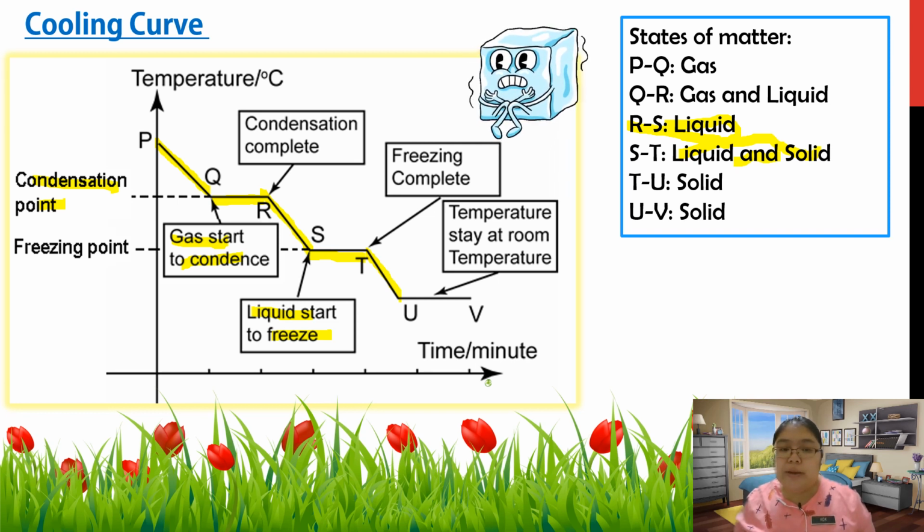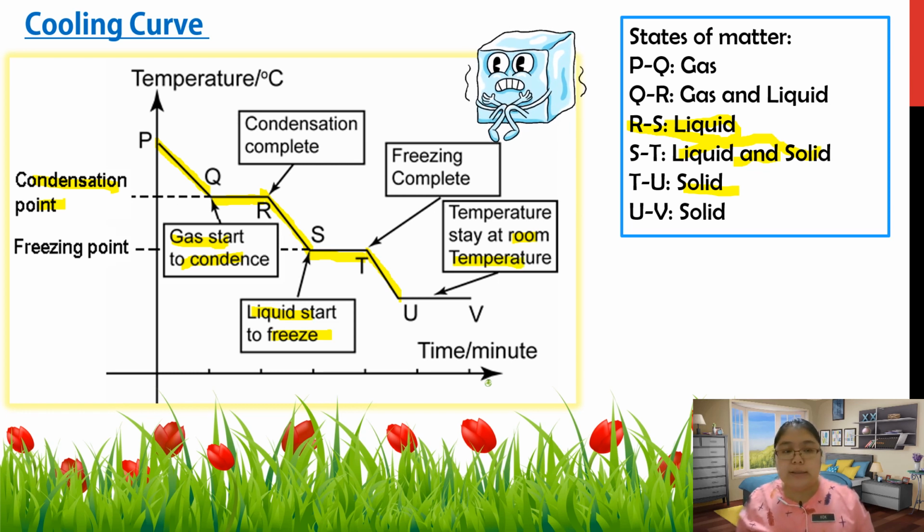So from S to T, what takes place? The latent heat of fusion will take place here. Until the freezing is just complete at T, now the temperature will continue to drop. When they continue to drop, that means there is just one phase in this situation, a solid. From T to U, after that U to V becomes constant again. This is the temperature staying at room temperature. So this is the meaning of this cooling curve.